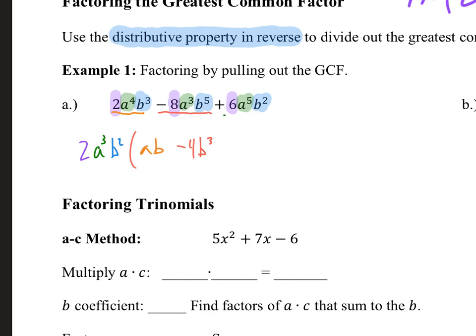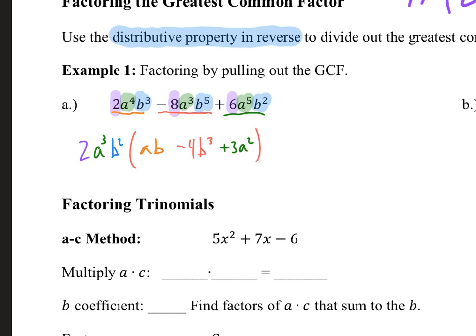And then the last term here, 2 times what is 6? That'd be positive 3. And then a cubed, I'm missing 2 a's, so I need to get to a to the 5th, so a squared. And then b squared, well, I have b squared, so that's not changing. So there would be my GCF factoring.